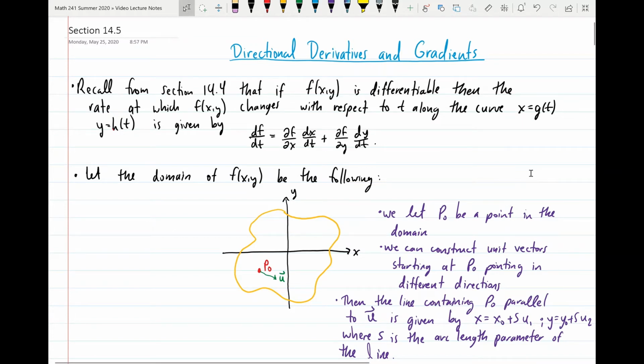Hello Calc 3 and welcome back to another video. In this video we'll be covering section 14.5 on the directional derivative and gradients.